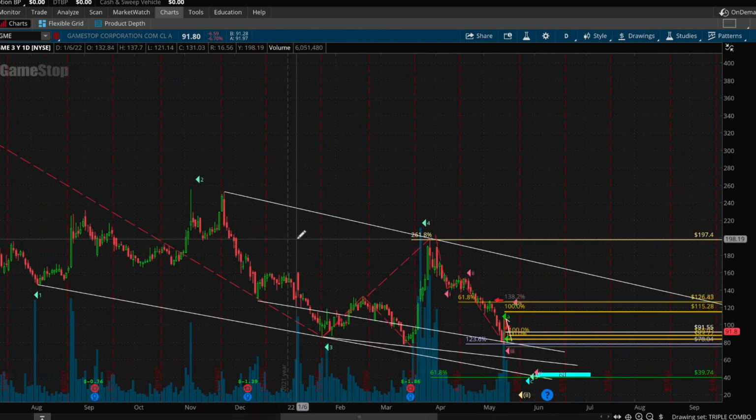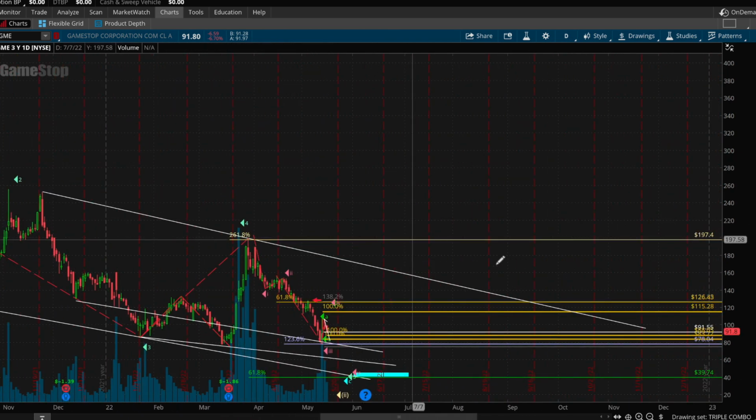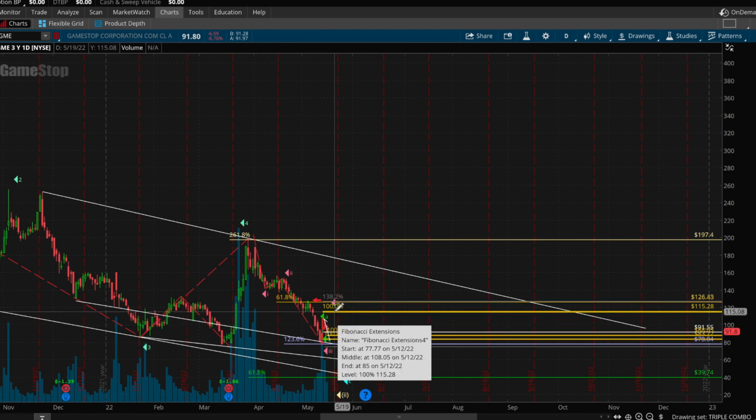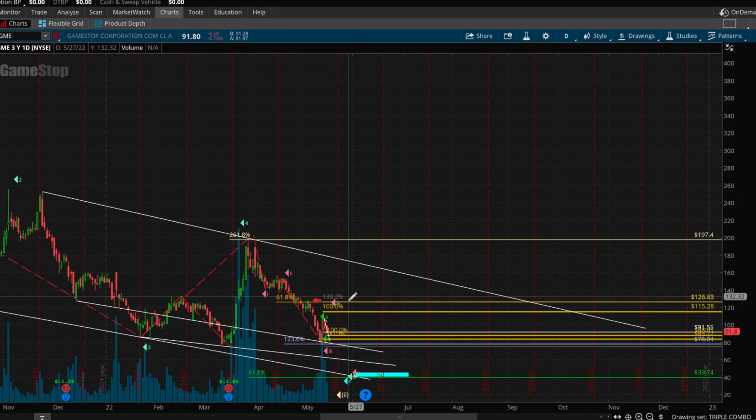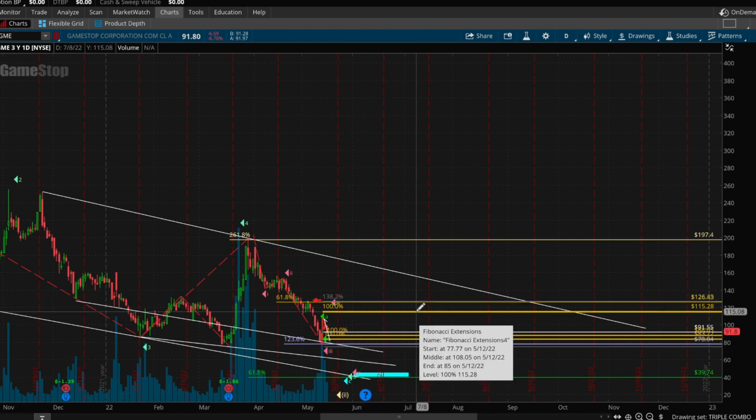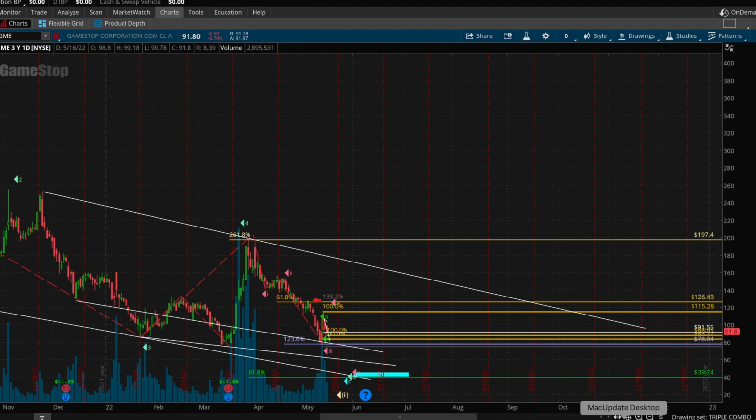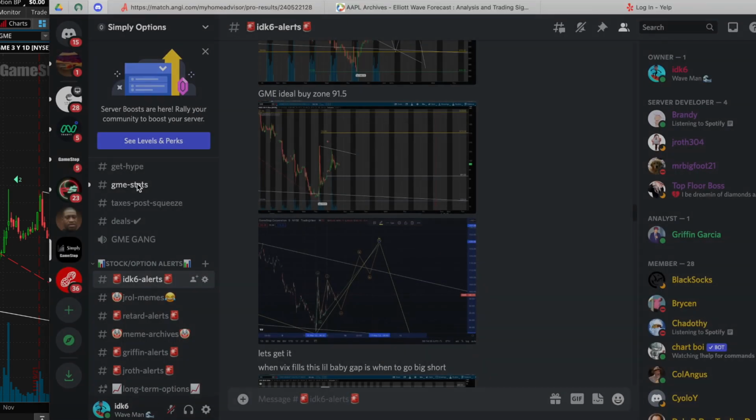As to what that catalyst is going to be, that's anyone's guess. But my theory moving forward is we most likely rip up to 126, 127, and then dump to 40 to 50 before we rocket. And then really briefly, I'll touch on SPY.